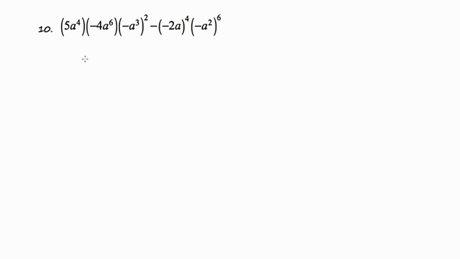So what I'm going to do is I'm going to identify the left side with blue and the right side with green, and we'll start with the blue side and start simplifying that. As I look at these three chunks, I see that the first chunk there's really nothing to do. It's 5a to the 4th, and that's all there is to it. The second chunk is negative 4a to the 6th, and there's really nothing to do there. The third chunk, though, is negative a cubed squared.